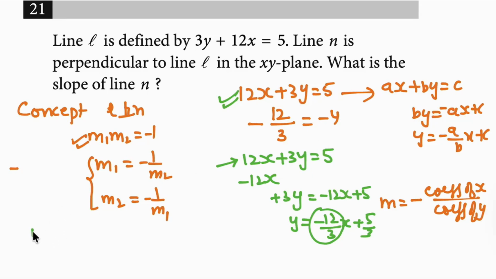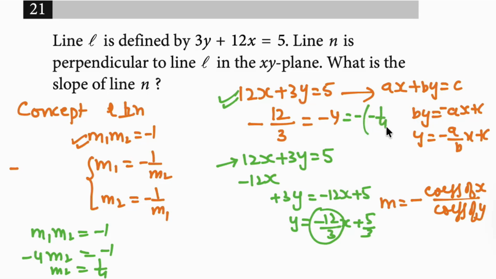Now let's use m1 times m2 = -1. It's -4 times m2 = -1. So m2 = 1/4. Or you can directly use the fact that the other slope is the negative reciprocal. So the negative reciprocal will be 1/4, right?